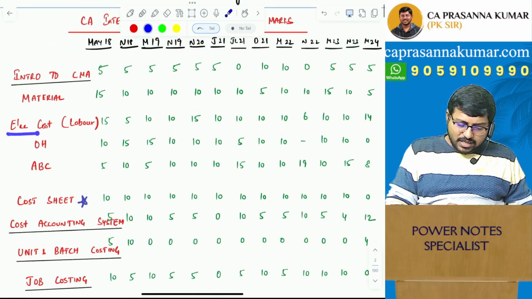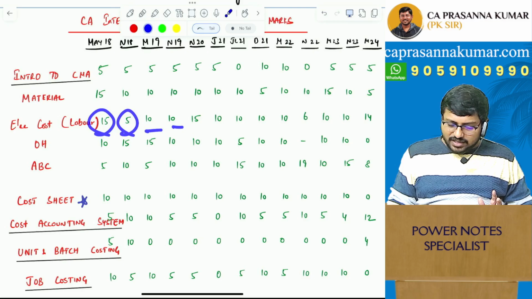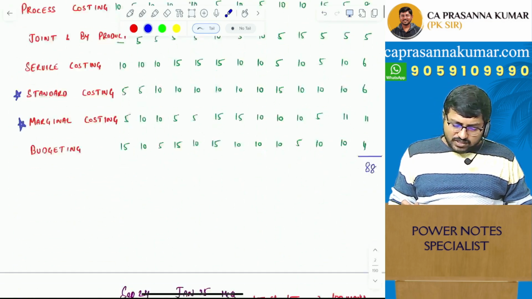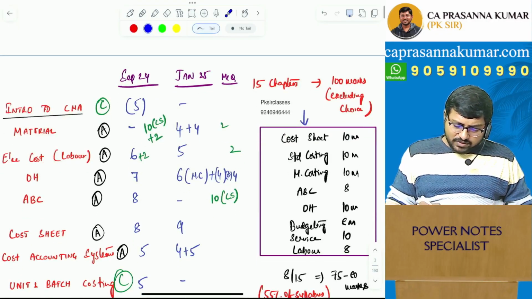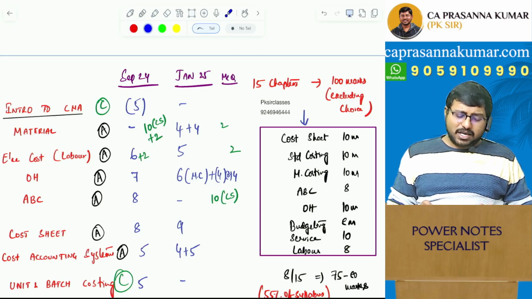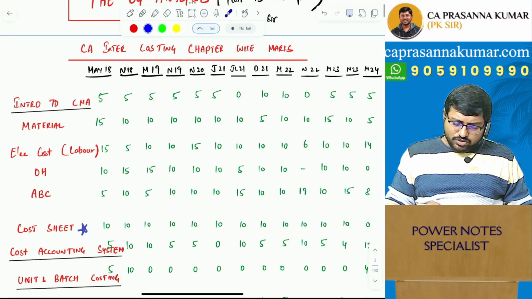Next one is obviously employee cost, which is labor. That's also an important chapter: 15, 5, 10, 10, 15, 10, 10, 10, 10, 6, 10, 10, 14. So on an average I think it's coming for close to 10 marks. In the last 2 attempts it's around 8 and 7. Got the point? So you can also take it as on an average 10 marks, because except for the last 2 attempts, which were 8 and 7, in earlier cases it used to get a lot of marks.